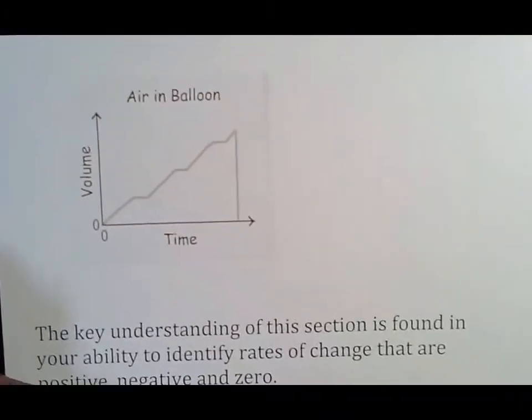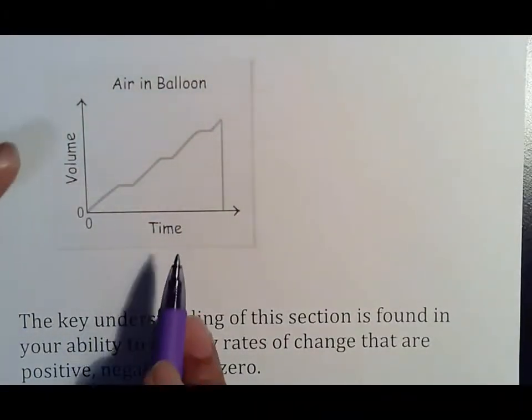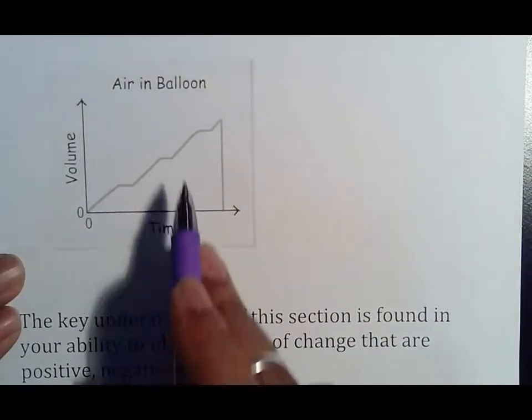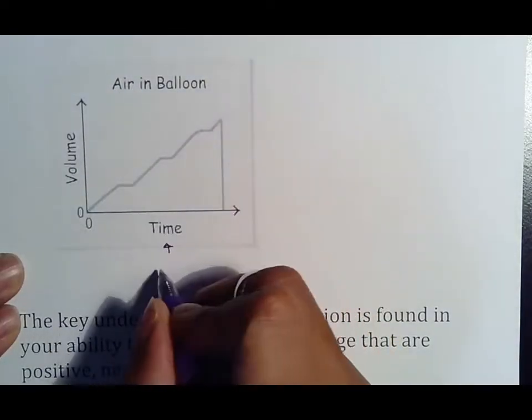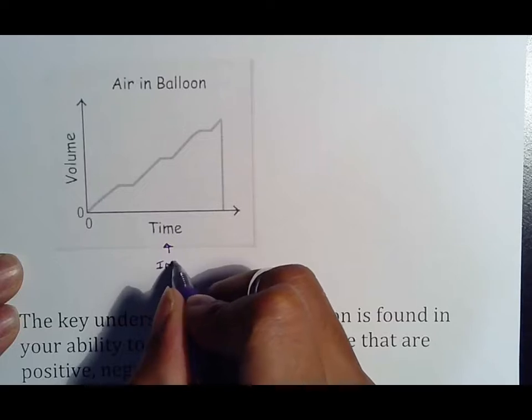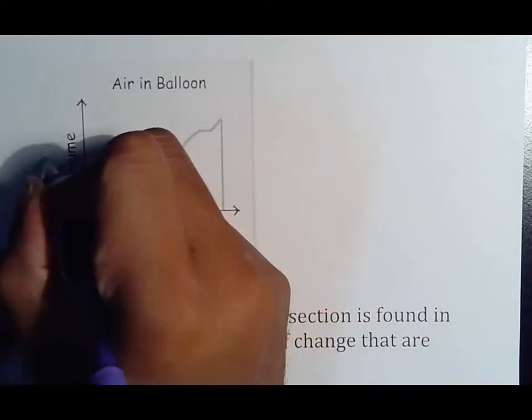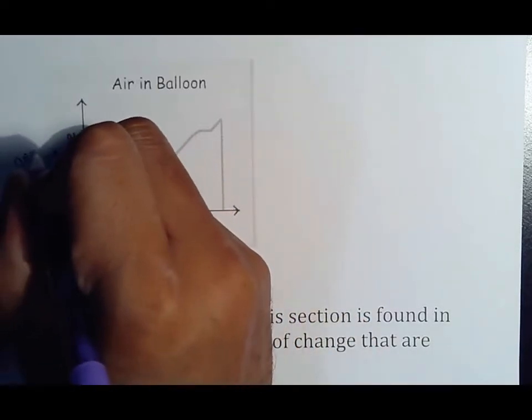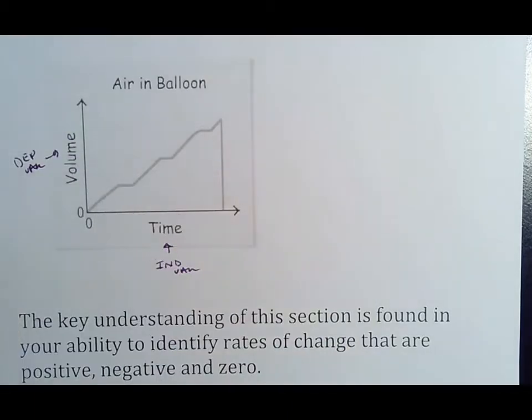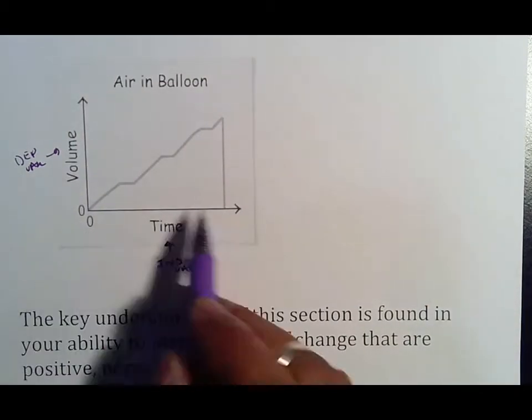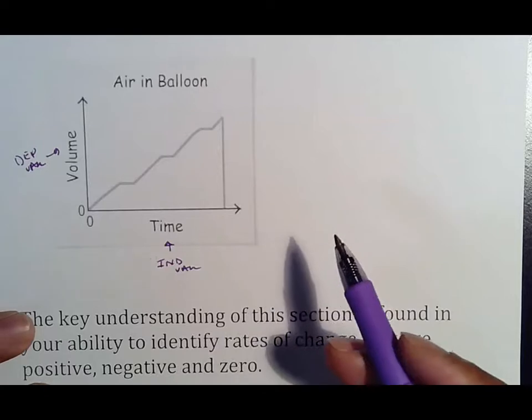So when you're looking at a question like this, your two variables are time and volume. The title of this is air in a balloon, but this is your independent variable, and this is your dependent variable. Now, the thing that you're going to be doing is identifying rates of change that are positive, negative, and zero. Pretty much this part here, just to show you what you're getting into in terms of analysis.